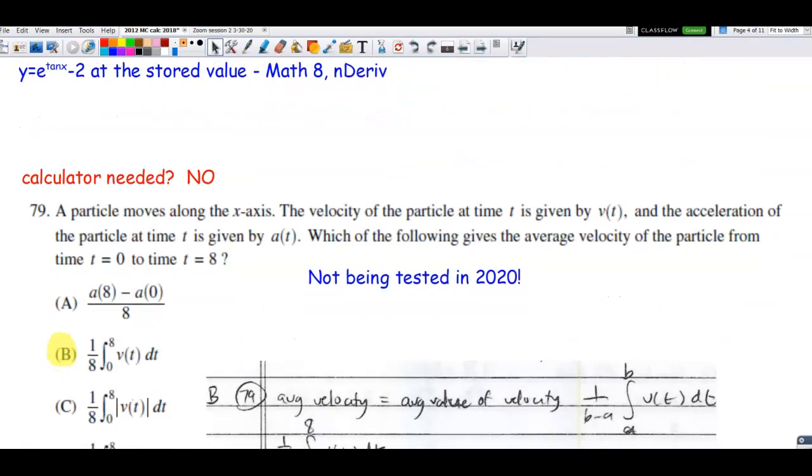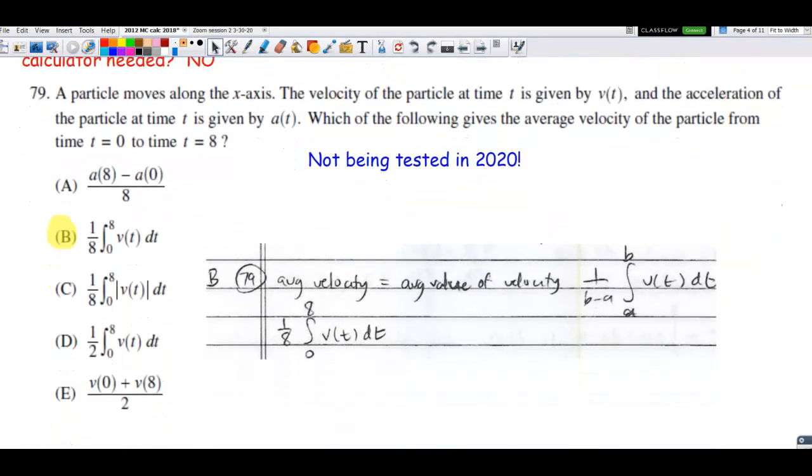Number 79, there is not a calculator needed. We have a particle that's moving along the x-axis, so we have a particle that's just kind of going back and forth along a horizontal line. The velocity of the particle at time t is given by v of t, and the acceleration is given by a of t. Which of the following gives the average velocity?